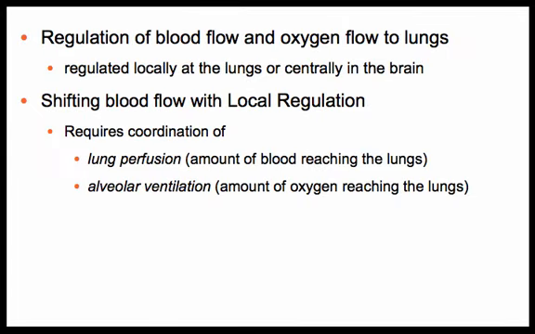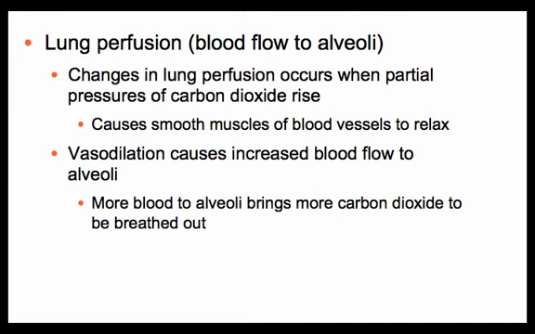This regulation occurs either locally at the lungs or more centrally in the control centers of the brain. Locally, shifting the blood flow to the lungs involves the coordination of lung perfusion and alveolar ventilation. Lung perfusion is the ratio of the amount of air reaching the alveoli to the amount of blood reaching the alveoli.